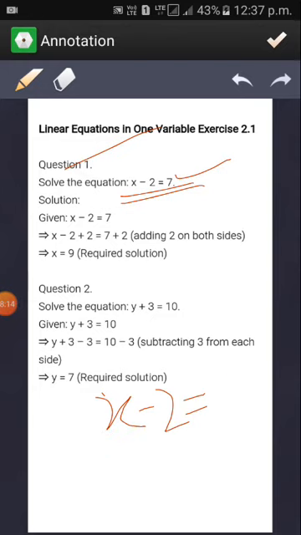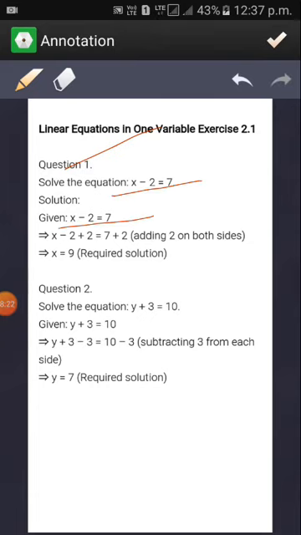Here I have solved this. x minus 2 equal to 7. What I do is add 2 on both sides, adding 2 to the left hand side and adding 2 to the right hand side also. So it becomes x, and this minus 2 and plus 2 becomes 0.